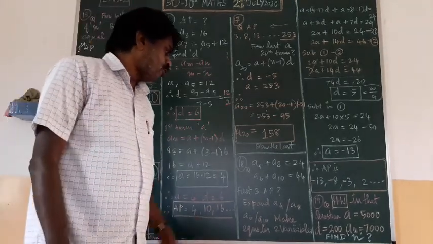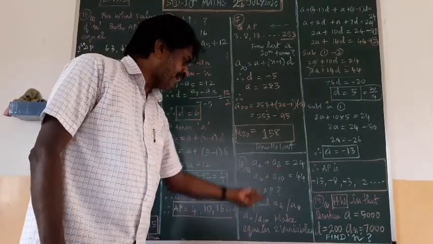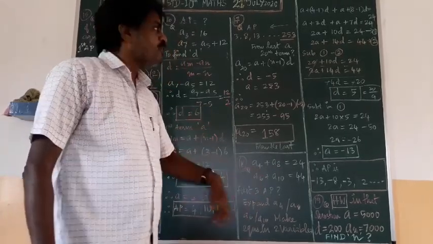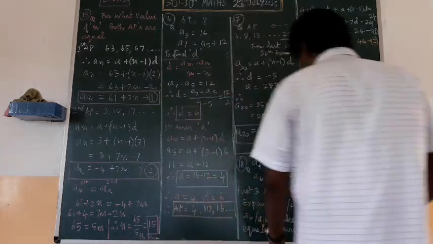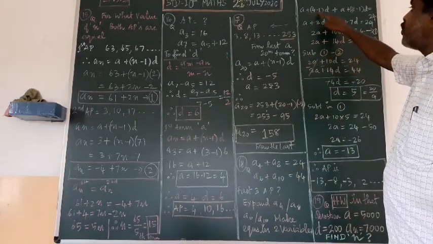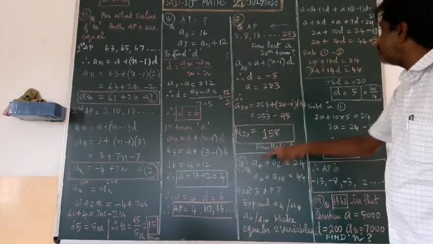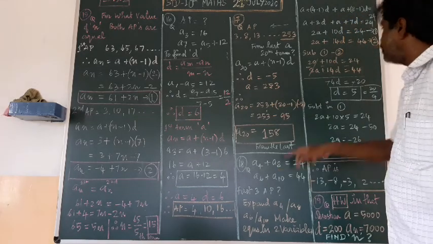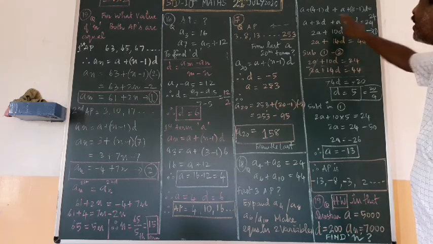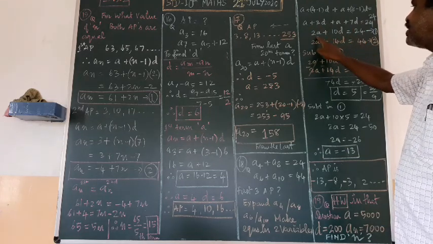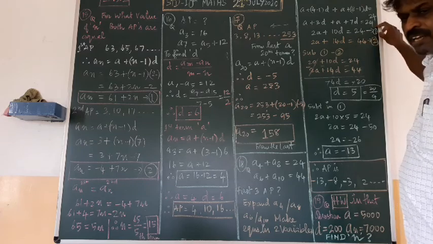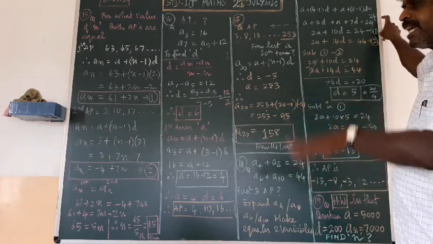So what you have to do? First expand a4 and a8 as per the formula. For the 4th term, a plus (4 minus 1)d, plus a plus (8 minus 1)d for the 8th term, equals 24. Now I am simplifying. I am getting finally 2a plus 10d equals 24. First equation.